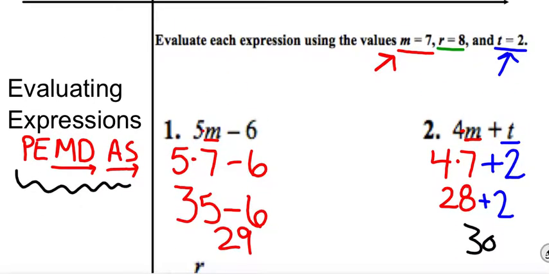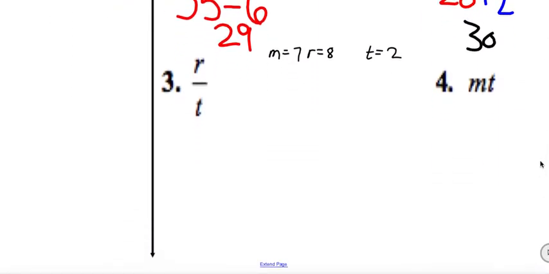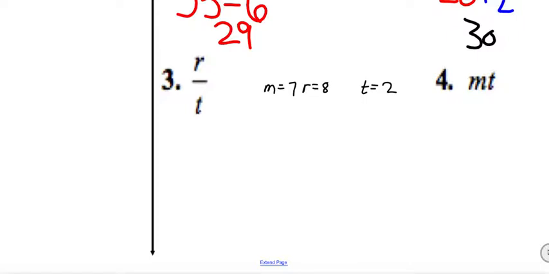I am going to just quickly here copy these down. M equals 7, R equals 8, T equals 2. And I'm going to bring them down here so we can solve this next set. All right, so these were the values again that we were given up at the top. I know that this one now has an R, and that R was 8. It also has a T, and that T was 2.